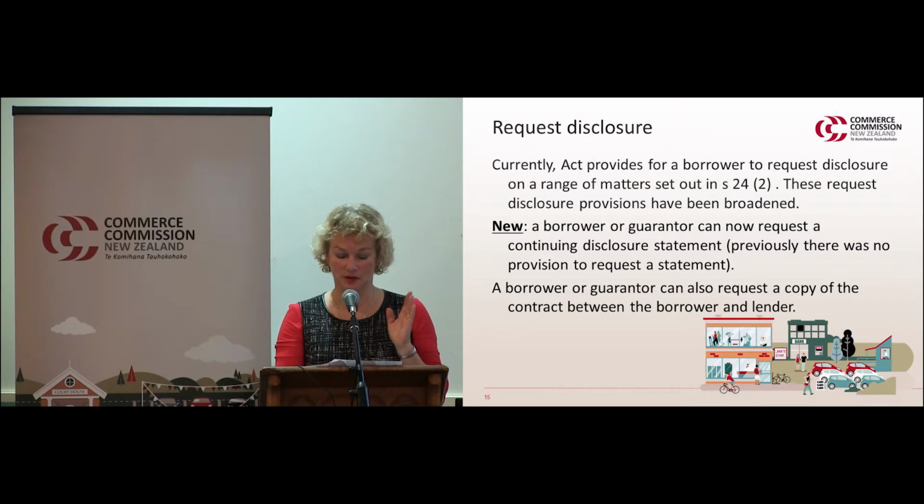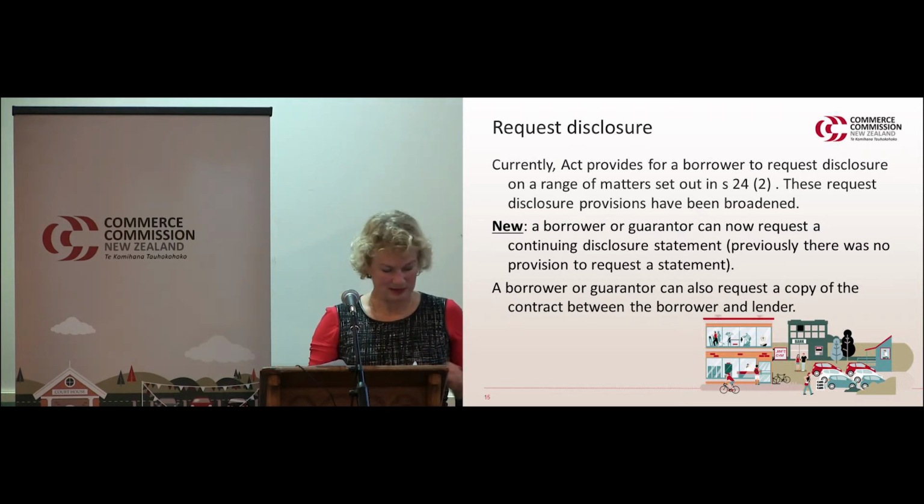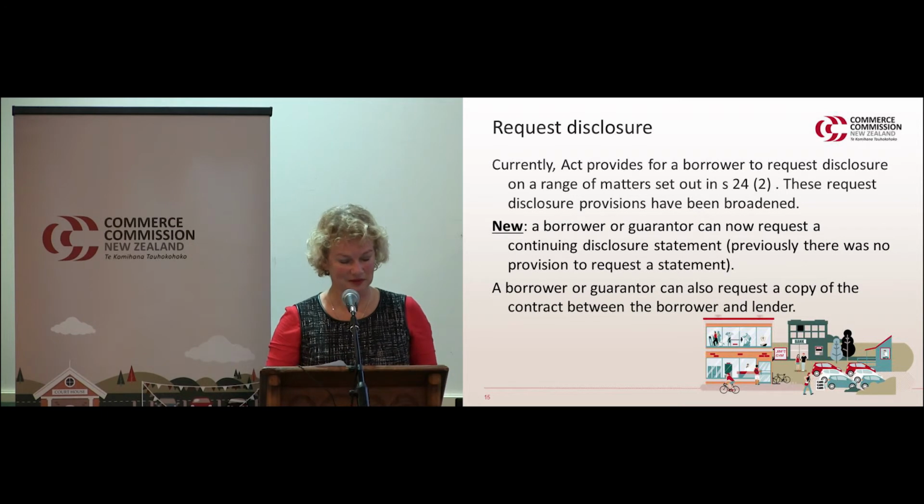So that is both for loans. So they can now request it from the 6th of June, but it applies to loans that are pre-existing as at 6th of June. So if a borrower requests that continuing disclosure statement, then it has to be supplied from the 6th of June, but it doesn't apply. We've had a little bit of confusion because it doesn't apply to the continuing disclosure we talked about in the previous slide. I'll clarify that a little bit later.